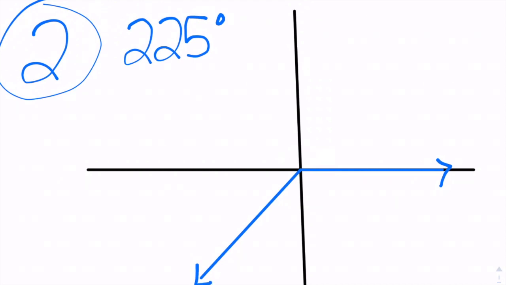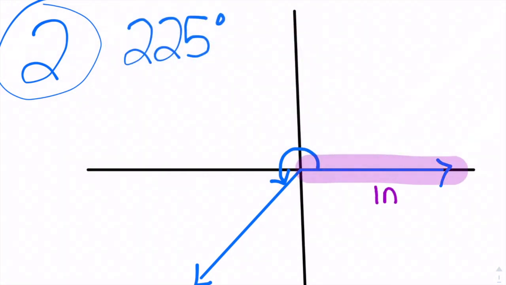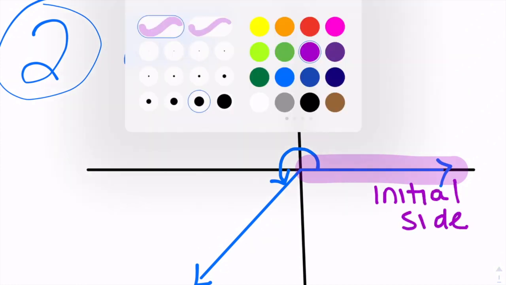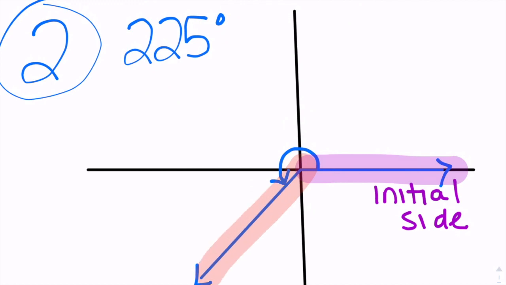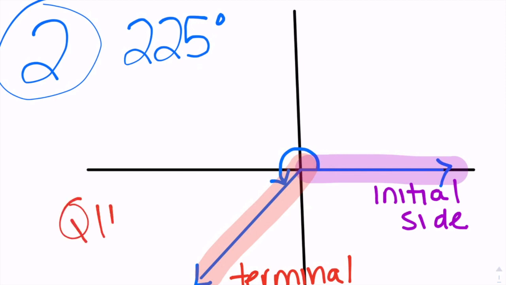And then the arrow that you need to draw is going to start at your initial side and go around to your terminal side. And so remember, this is your initial side. And this is your terminal side. And so this angle here is falling in our third quadrant.